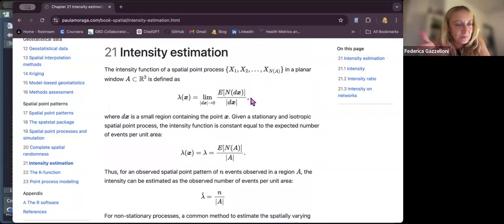As we have taken a bit of time before this chapter, we are now getting a bit more inside the argument that we see within this section, the spatial point patterns. Okay, so we have a look at the intensity estimation.